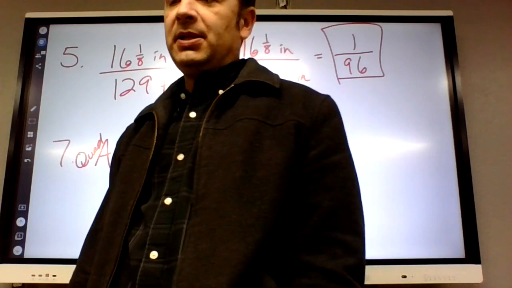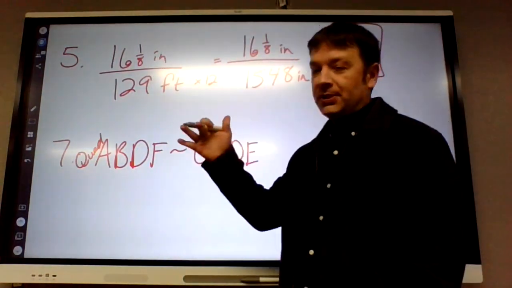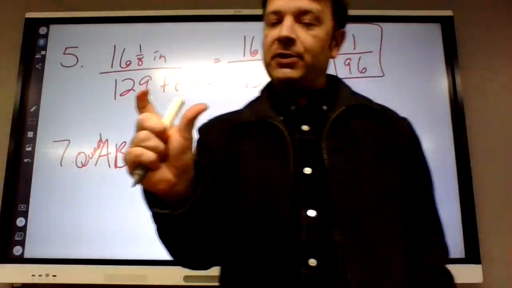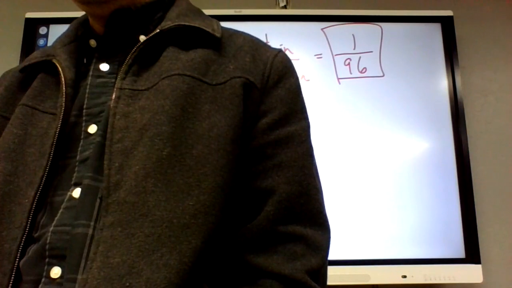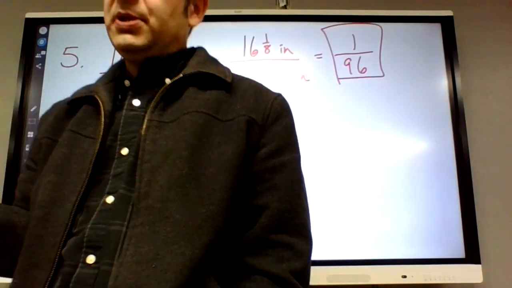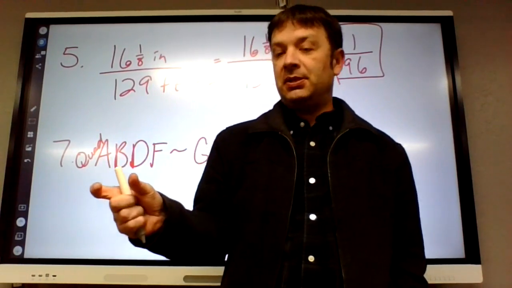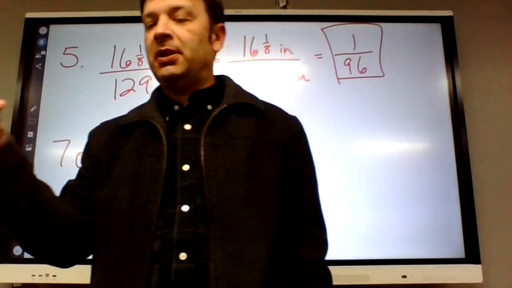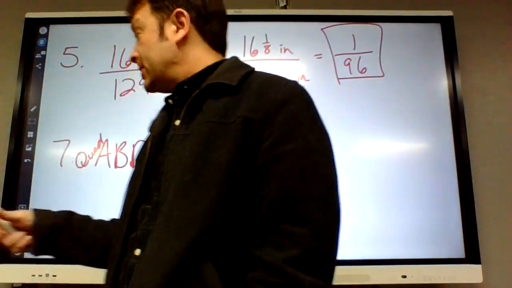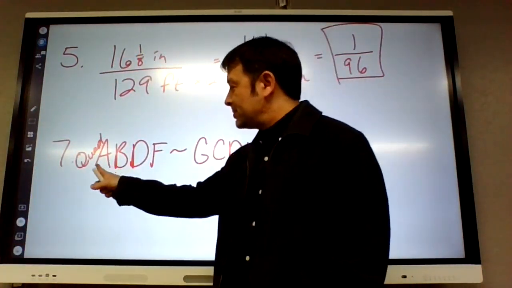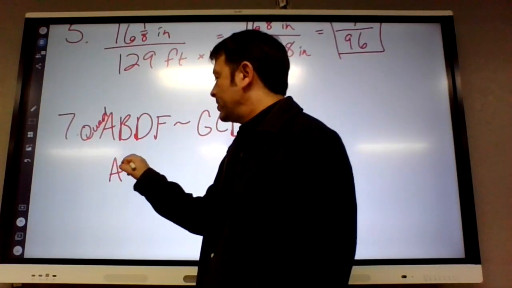All right, and then it says write an extended proportion. So we have to say the ratios that are equal. If you look at the picture, the ratio of AB to GC would equal the ratio of BD to CD. Big quadrilateral to little quadrilateral equals big quad to little quad. That kind of thing. But you don't really need the picture because since we have the similarity statement, we can use this.